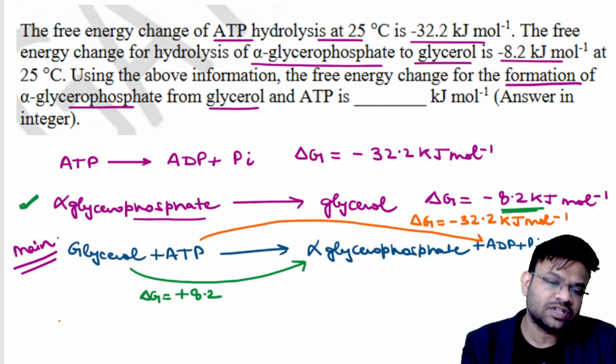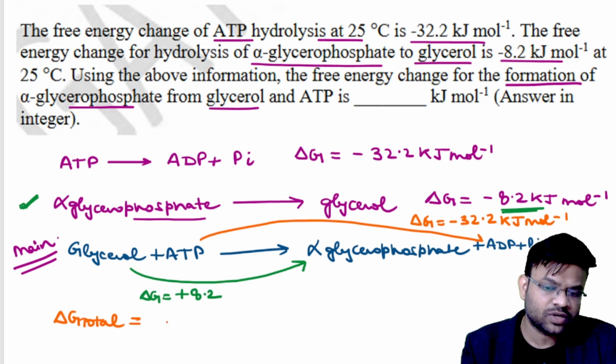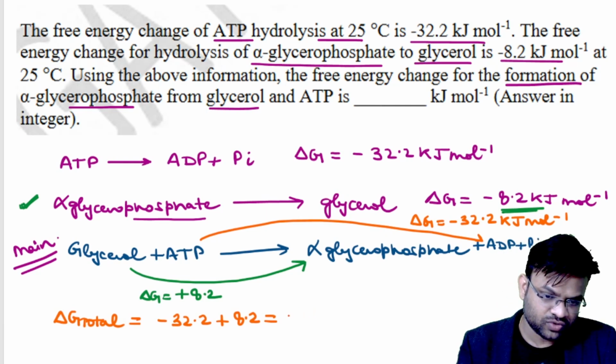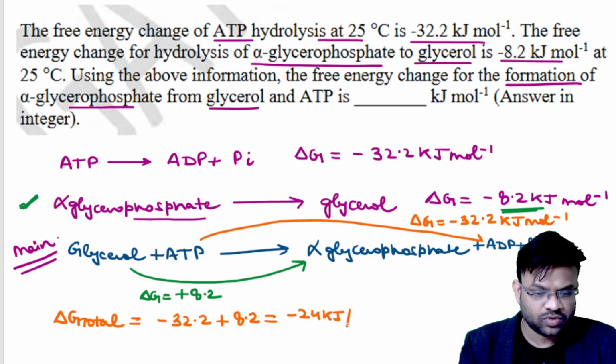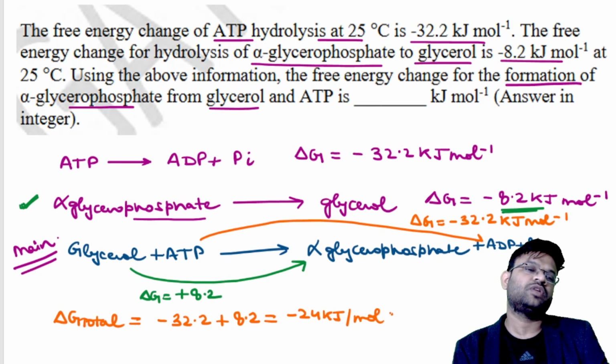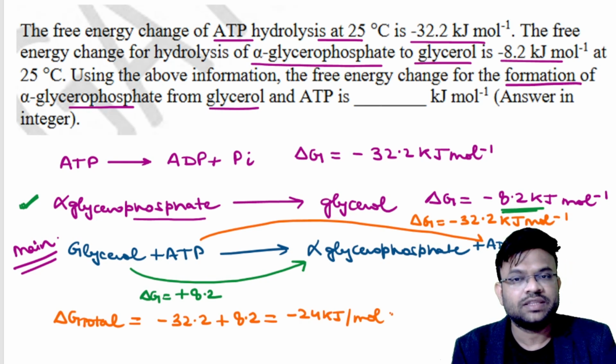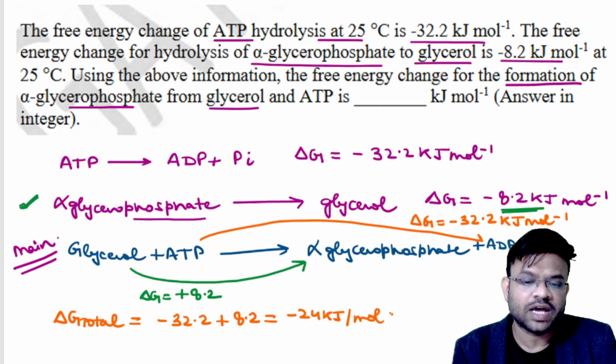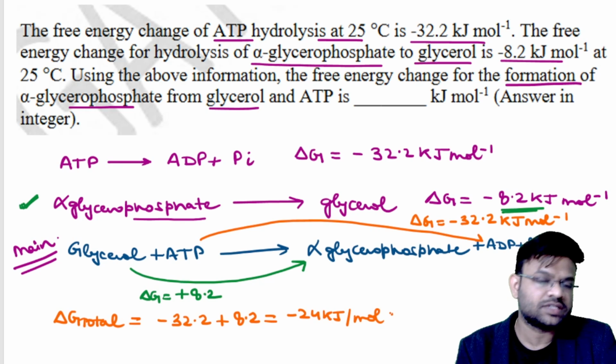So total delta G total should be equal to minus 32.2 plus 8.2, and this would be coming out to be around minus 24 kilojoule per mole. So this is the thing that would be happening, or this would be the answer. Okay, so I believe you would have got a clear understanding about this question also.